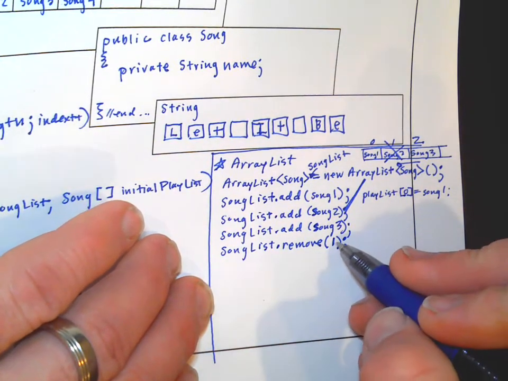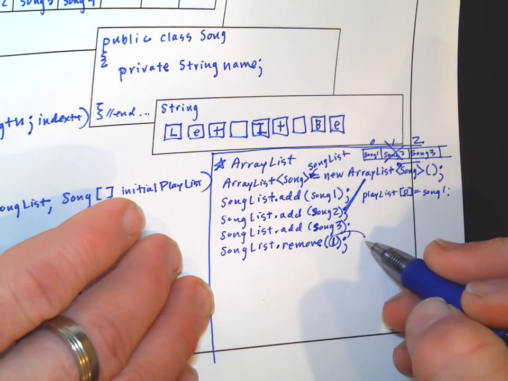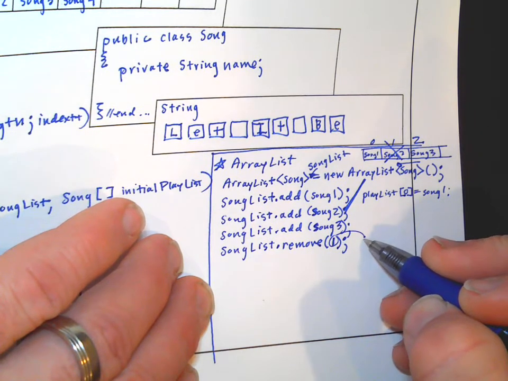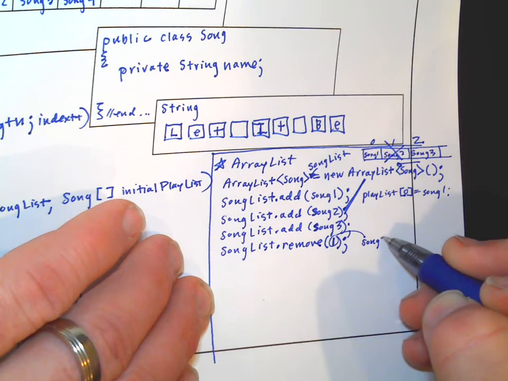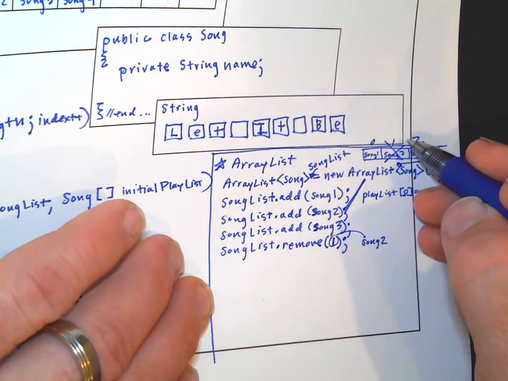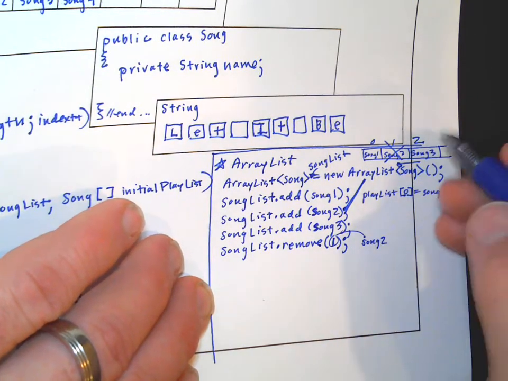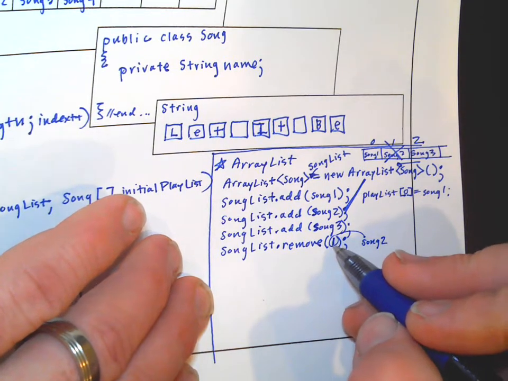I think you could also, instead of putting the spot, you could say the thing that you wanted to remove. If you're like, well, I want to remove song 2, it would look for song 2 and remove that one wherever it was at. I think for now we'll just be identifying the location.